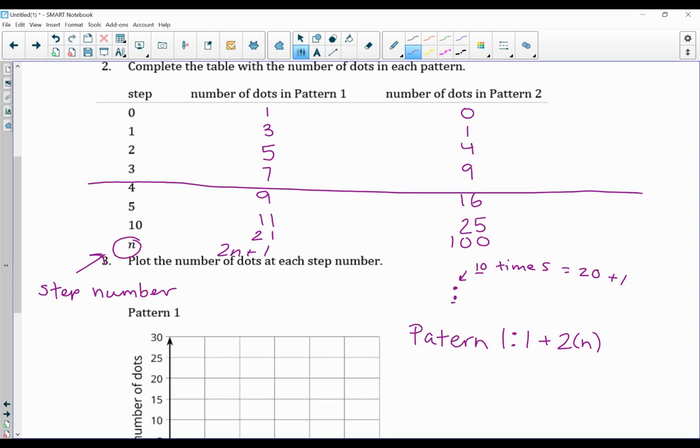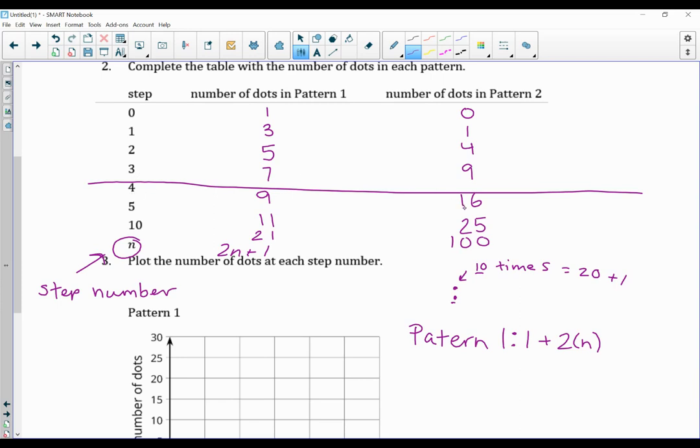Going back to pattern 2, this is what I said I kind of noticed before. 0, 0, 1, 1, 2, 4. As soon as I see 2, 4, I'm like, okay, that could be 2 times 2, or it could be 2 to the power of 2, which is still 2 times 2. But the reason that's important is because 3 times 2 is not 9, it's 6. But 3 times itself is 9.